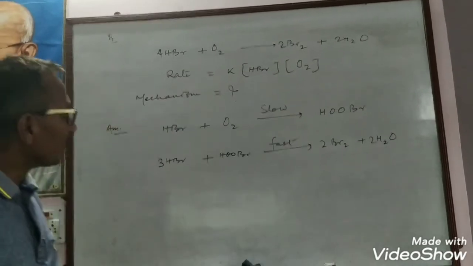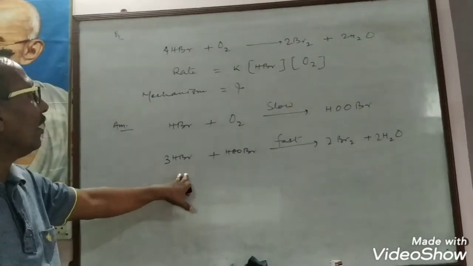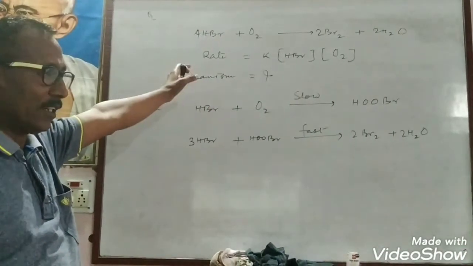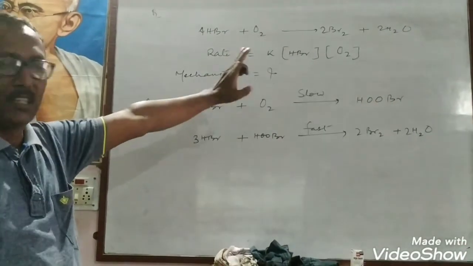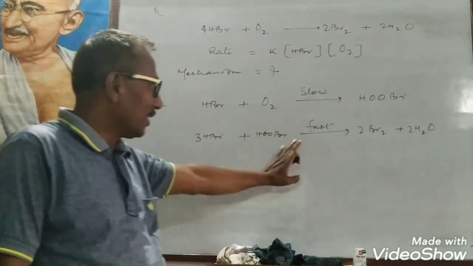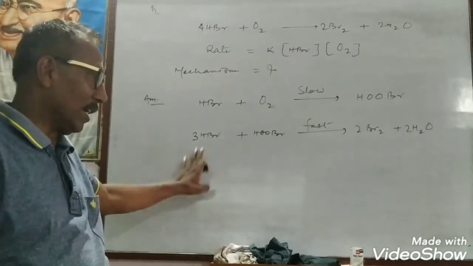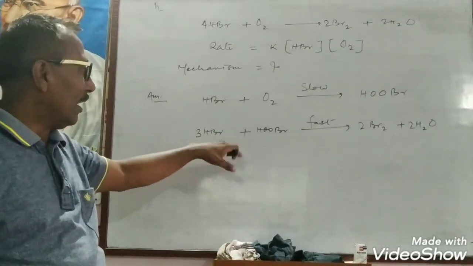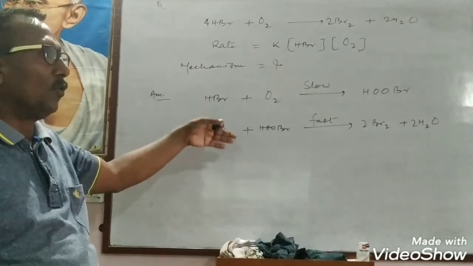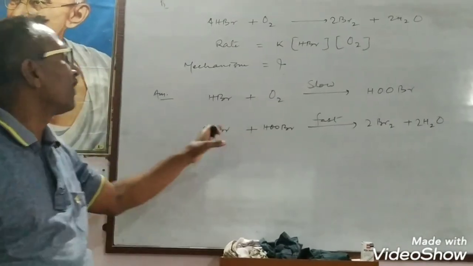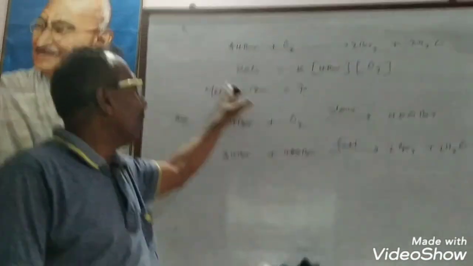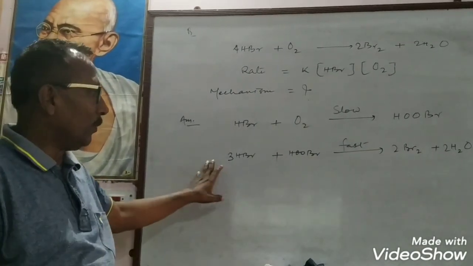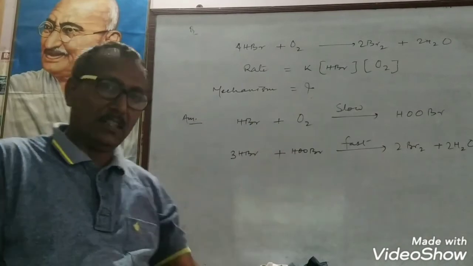So we have lot of questions based on how to write mechanism for the given reaction if the rate law is given. So is there any problem? You can ask me once again in the doubt class, and I hope you will do more and more questions on mechanism. So next time we will discuss other topics. Okay.